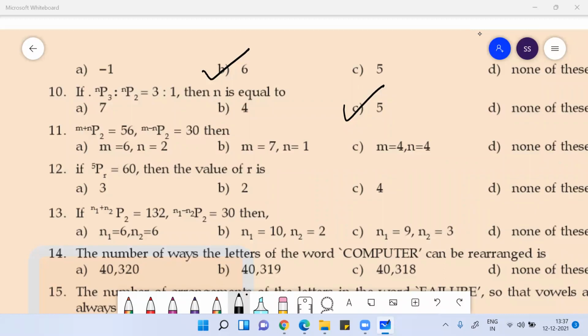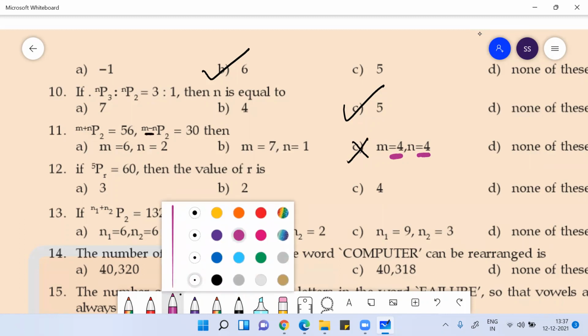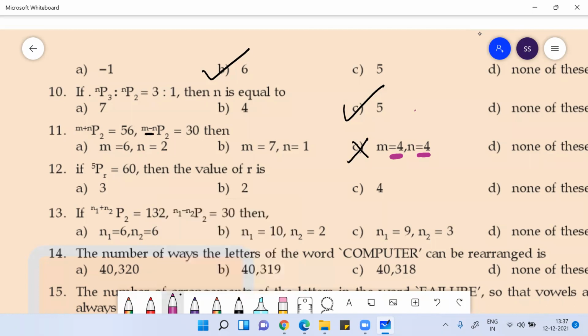Now, if you observe, you can understand C cannot be the answer. Why? Because they have used the term m minus n. If this is m P 4 and n is 4, then m minus n will become 0. I hope you are getting me. So 0P2, there's nothing called 0P2. So this cannot be the answer.